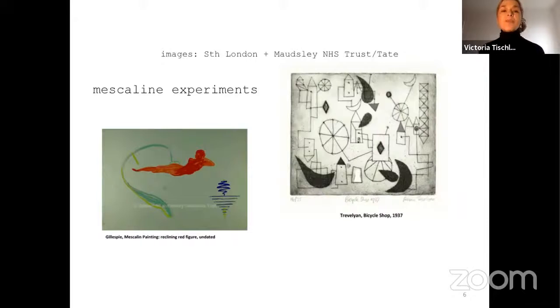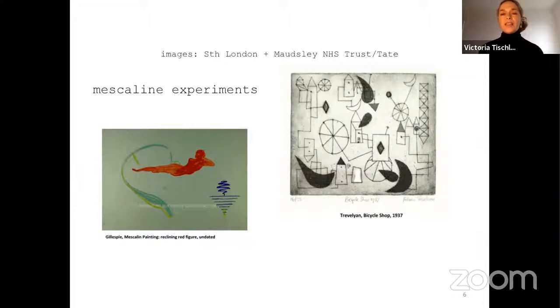Interestingly, the collaboration was between patients and also well-known artists like the English surrealist Julian Trevelyan, whose work you see on the right-hand side of the slide. And the idea was that patients and artists were administered mescaline, a psychedelic drug, in order to better understand the experience of psychosis.